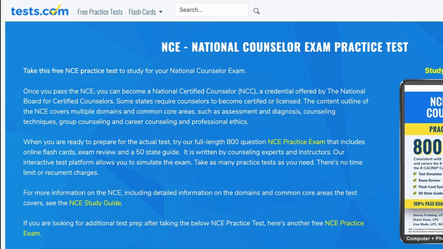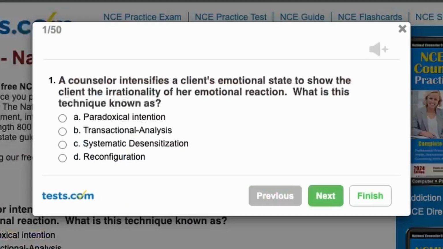A counselor intensifies a client's emotional state to show the client the irrationality of her emotional reaction. What is this technique known as? A. Paradoxical intention. B. Transactional analysis. C. Systematic desensitization. Or D. Reconfiguration.